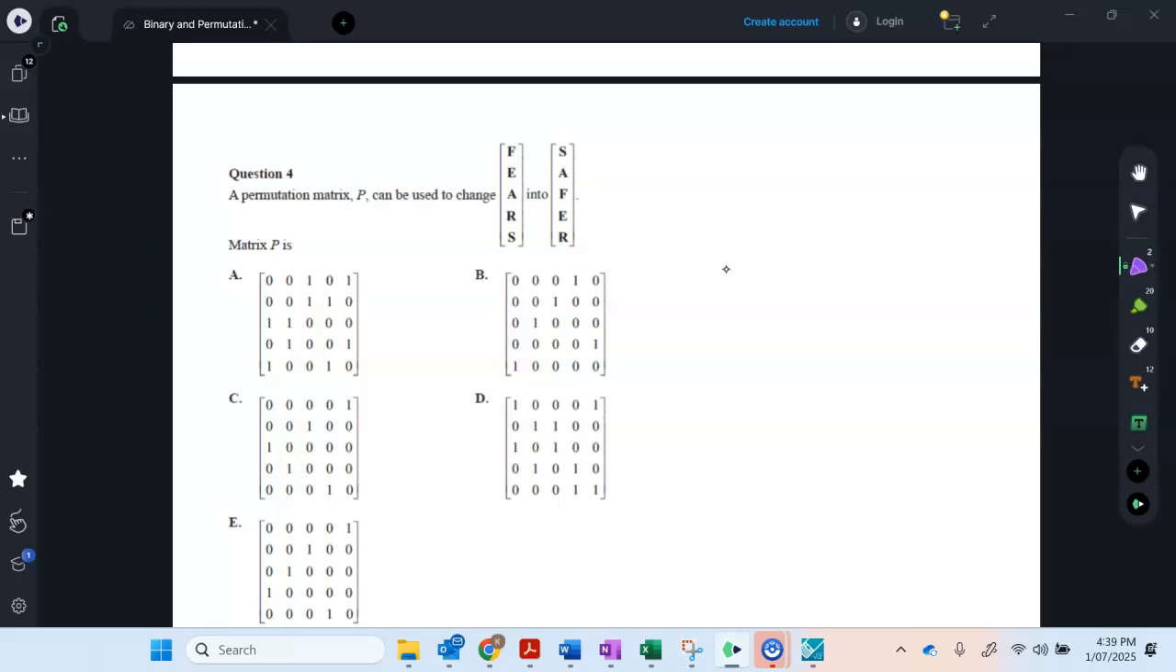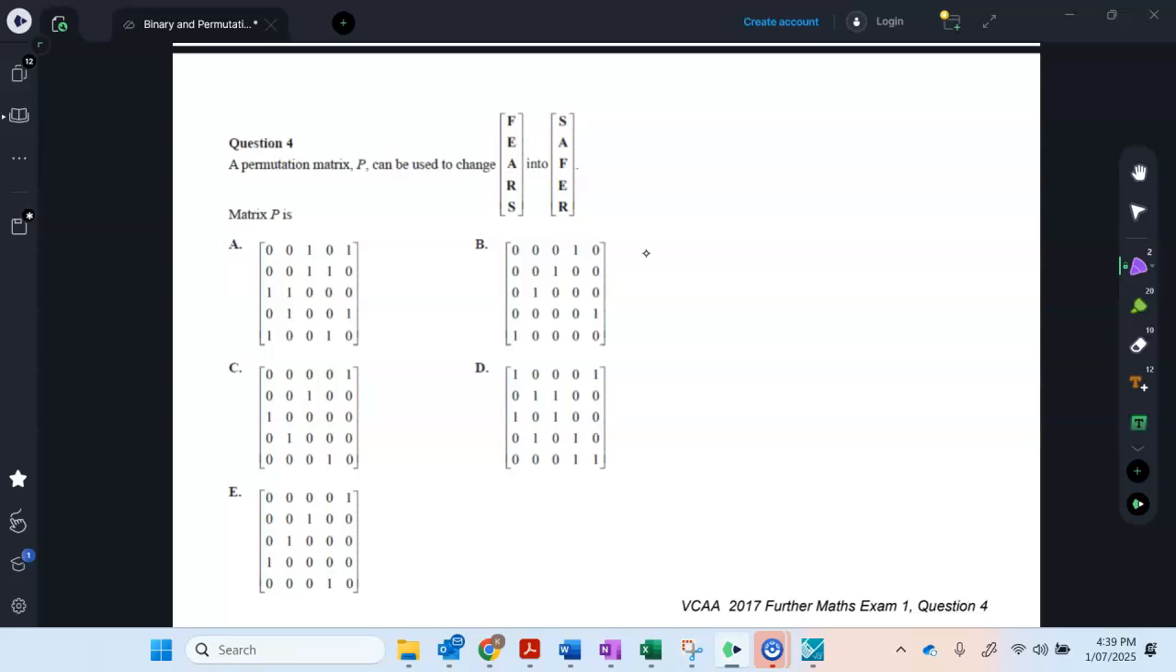It's just seeing whether any letters have changed, and none have. Oh, sorry. Let's rephrase that. Any letters have stayed in the same spot. Okay, so that would mean we would have a 1 along the diagonal. So none have stayed in the same spot. They've all changed. So I'm going to eliminate any options that have 1 along the diagonal.